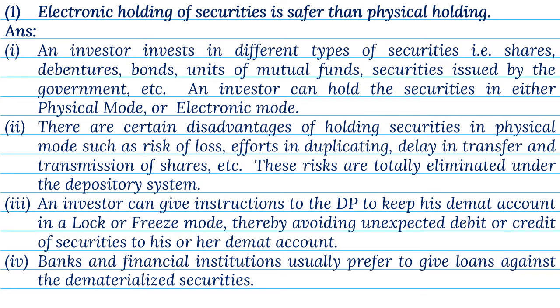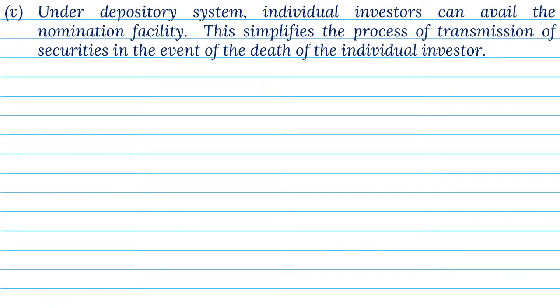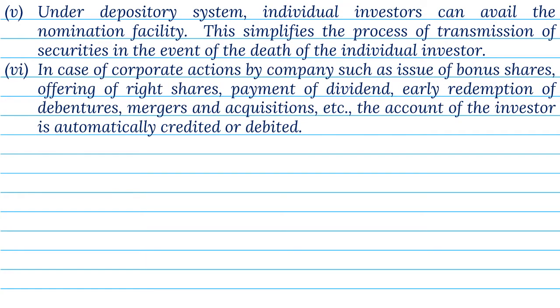4. Banks and financial institutions usually prefer to give loans against the dematerialized securities. 5. Under depository system, individual investors can avail the nomination facility. This simplifies the process of transmission of securities in the event of the death of the individual investor. 6. In case of corporate actions by company, such as issue of bonus shares, offering of right shares, payment of dividend, early redemption of debentures, mergers and acquisitions, etc., the account of the investor is automatically credited or debited.